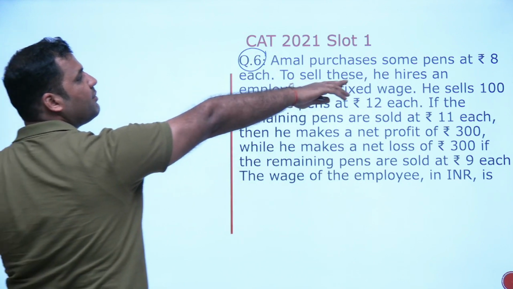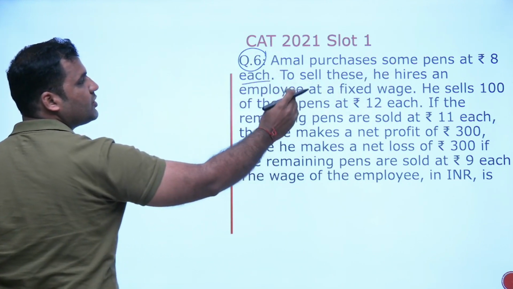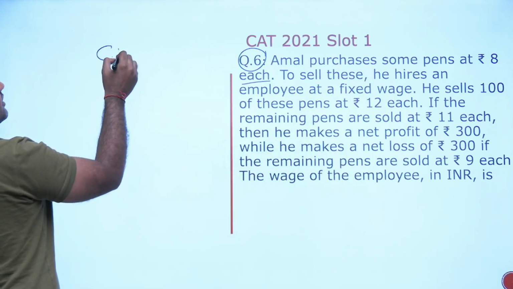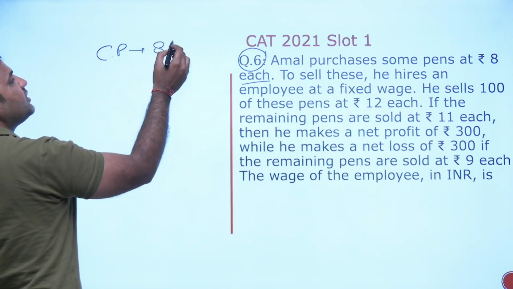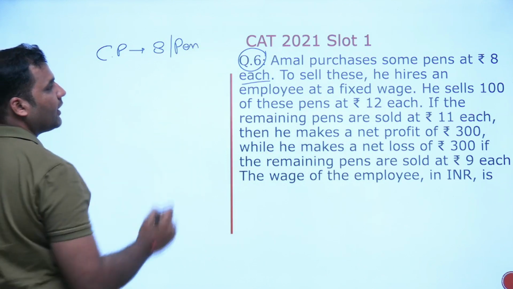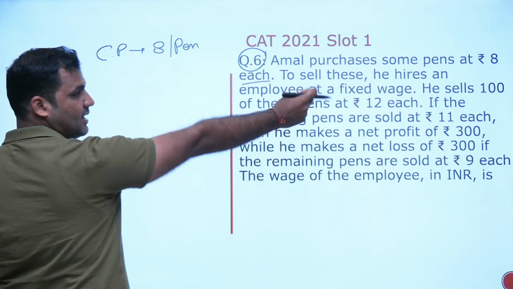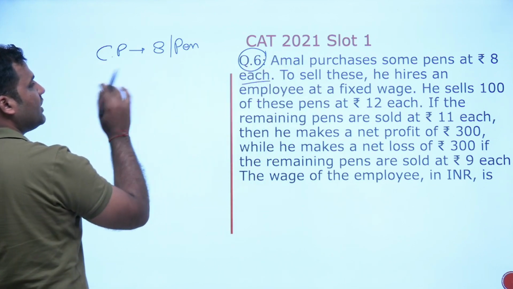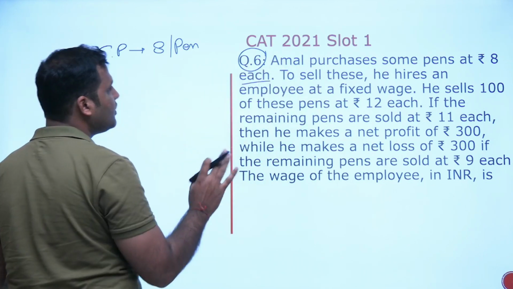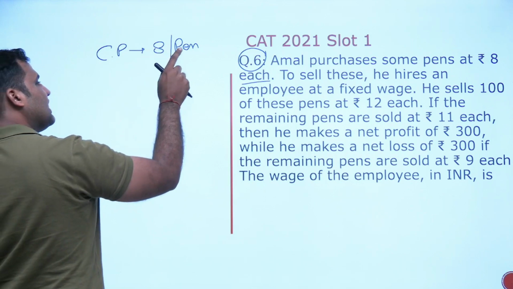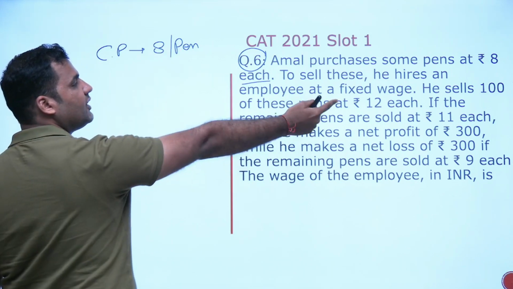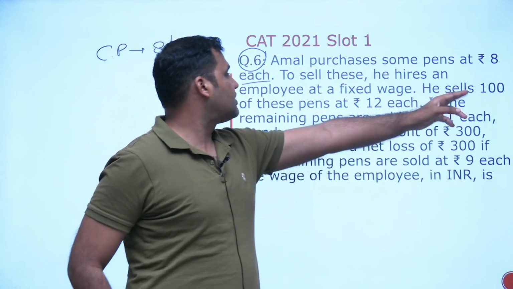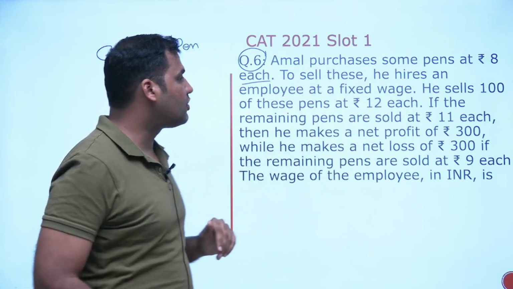Amal purchases some pens at rupees 8 each. To sell these, he hires an employee at a fixed wage. So the cost price of the pen is 8 rupees per pen, right? And the other investment this person is making is an employee with some fixed wages. What are those fixed wages? We do not know. So the total purchasing price of the pens and the fixed wages of the employee is the investment of Amal. He sells 100 of these pens at 12 rupees each.